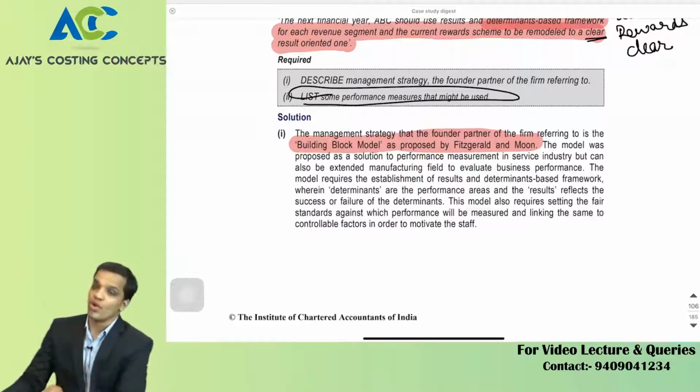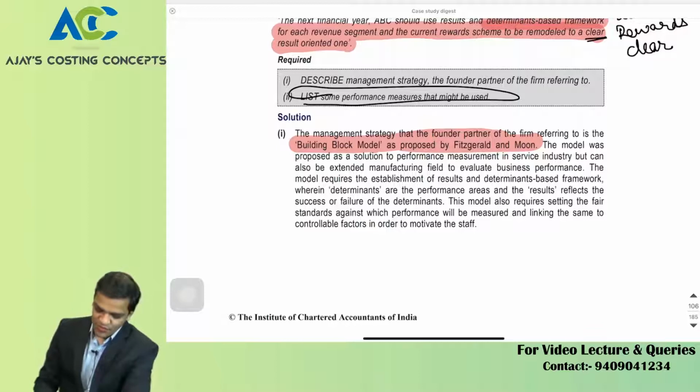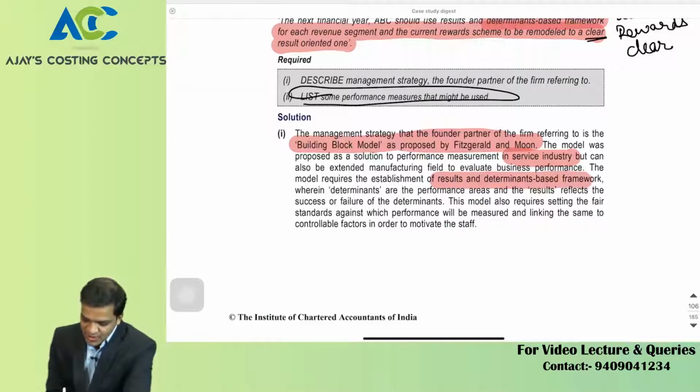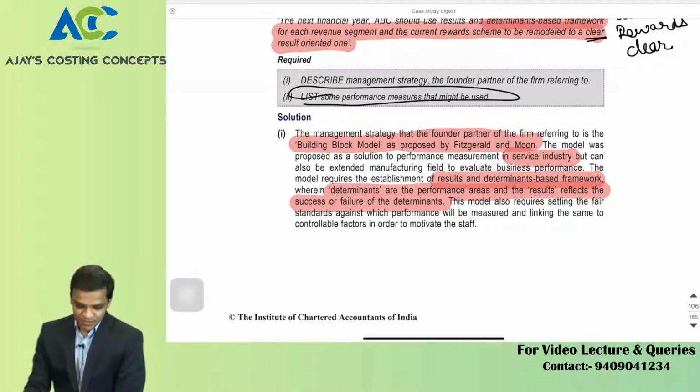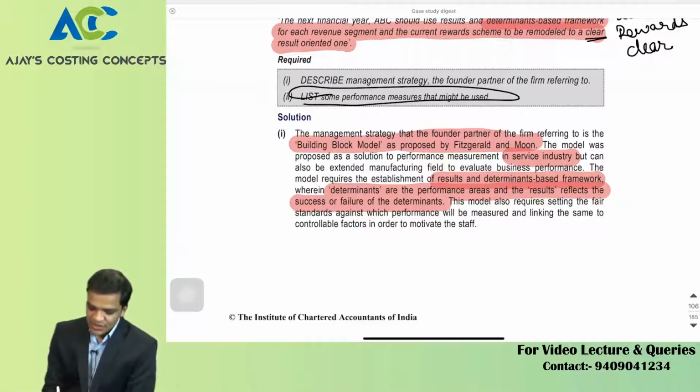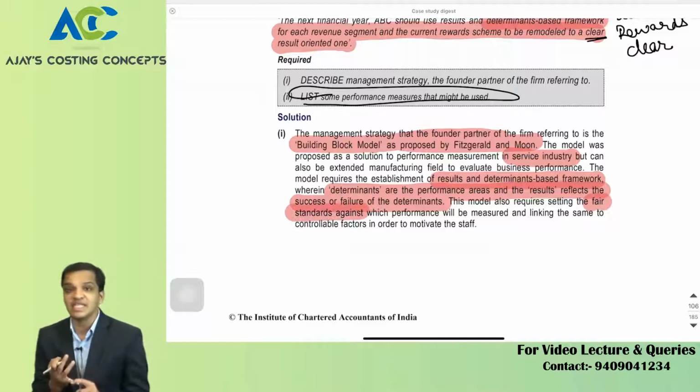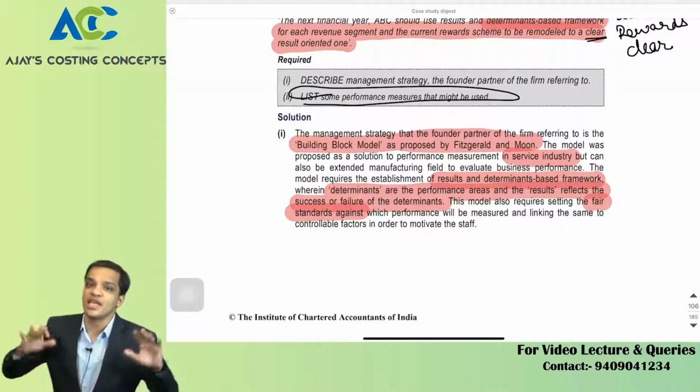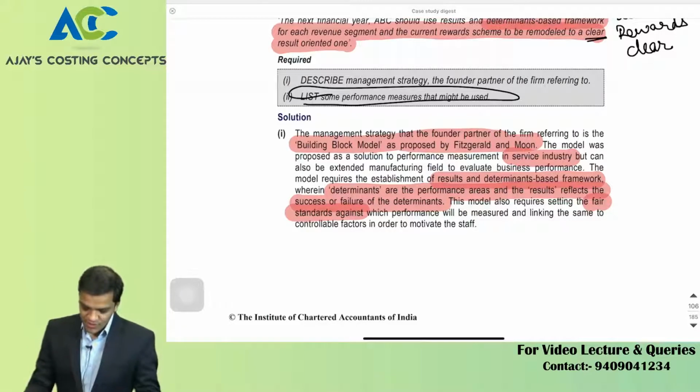So why the building block model? This model is proposed as a solution for performance measurement in the service industry, but can also be extended to the manufacturing field to evaluate business performance. This model requires the assessment of results and a determinants-based framework, wherein determinants are the performance areas and the results affect the success or failure of the determinants. Further, this model also requires setting fair standards. There should be achievable standards where ownership is given and everybody is treated equally, measured on the same controllable factors, for the motivation of the staff.